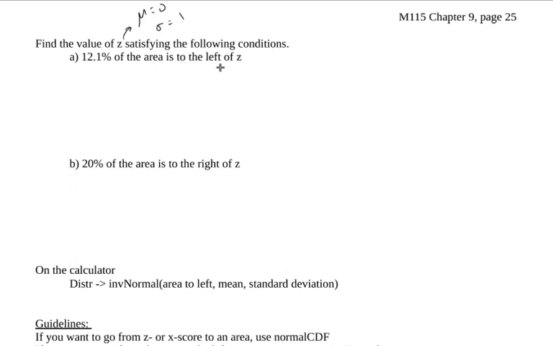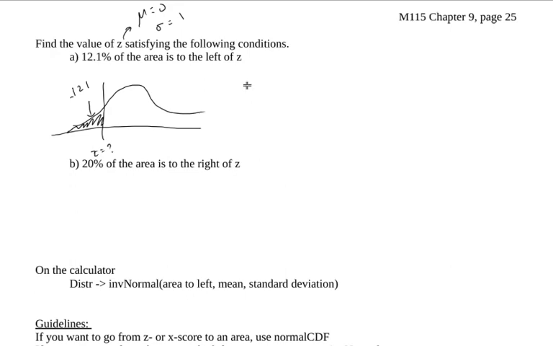If I'm saying I want 12.1% of the area to be to the left of z, then that means there's some cutoff here where 12.1% is the area to the left of that cutoff. And I'm asking, what is that cutoff?